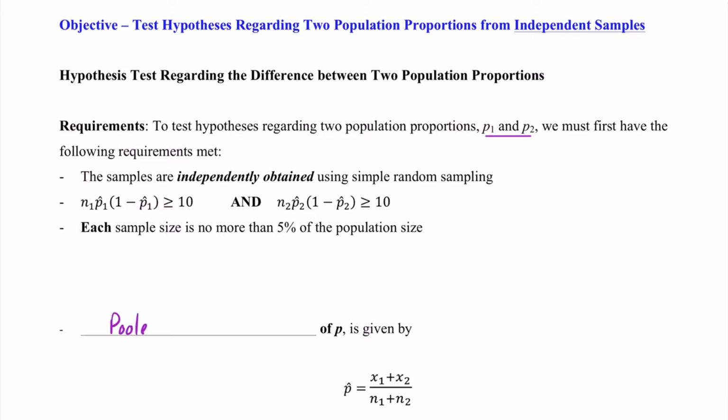One more new concept for us would be a pooled estimate of p, and that's given by p hat. Notice there's no subscript here. It's p hat where we pool our information together. We take the sum of x1 and x2 and divide that by the sum of n1 and n2.